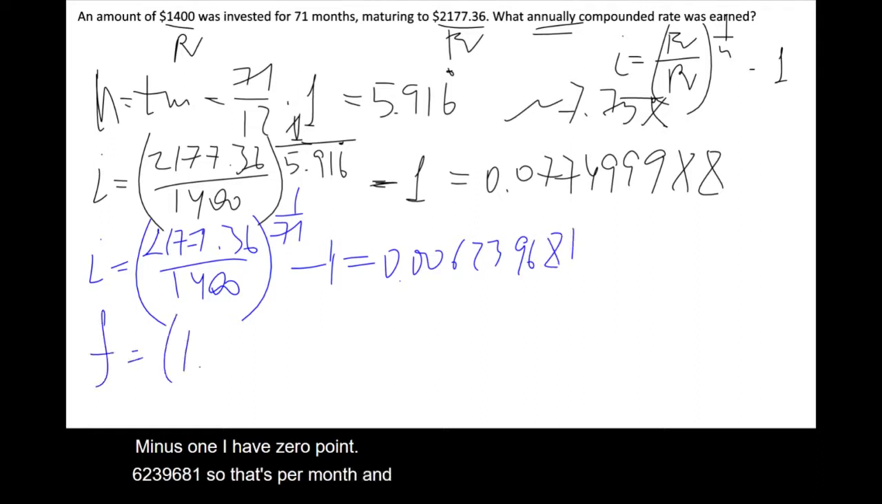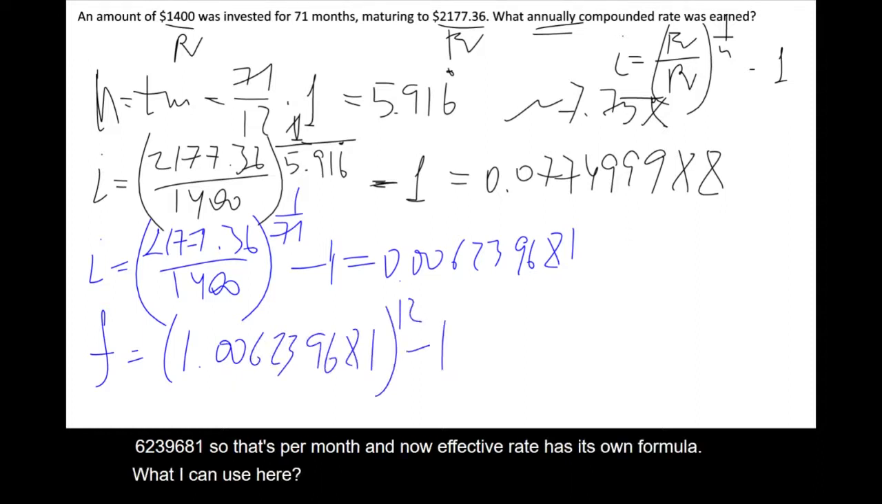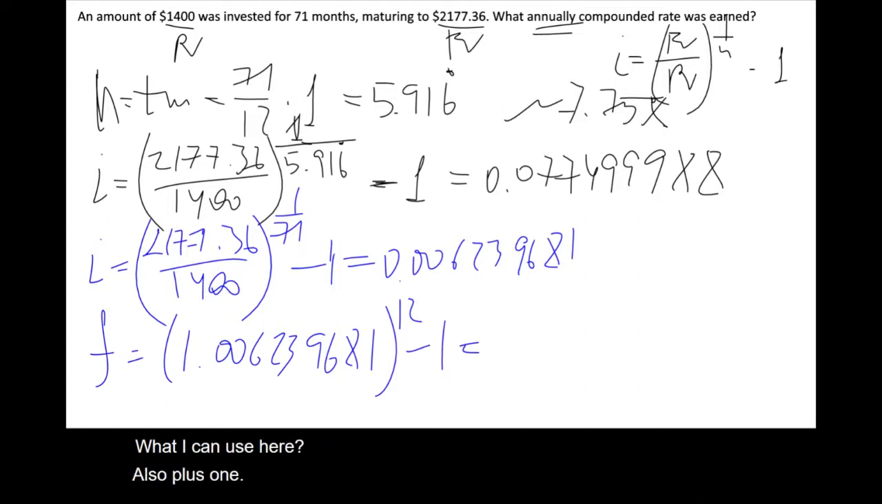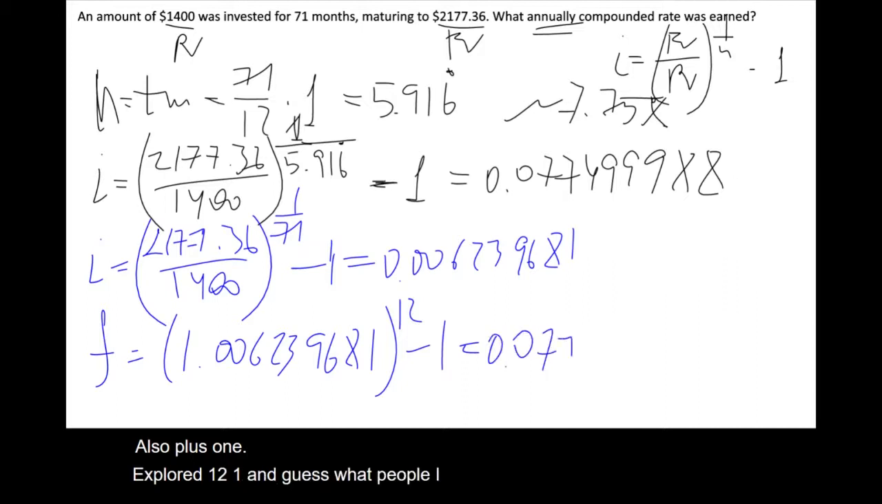And now effective rate has its own formula, what I can use here, right? So (1 plus i) exponent 12 minus 1. And guess what, people? I have exactly the same answer.